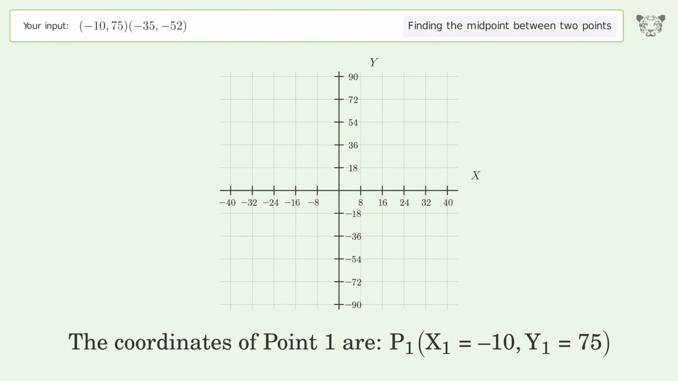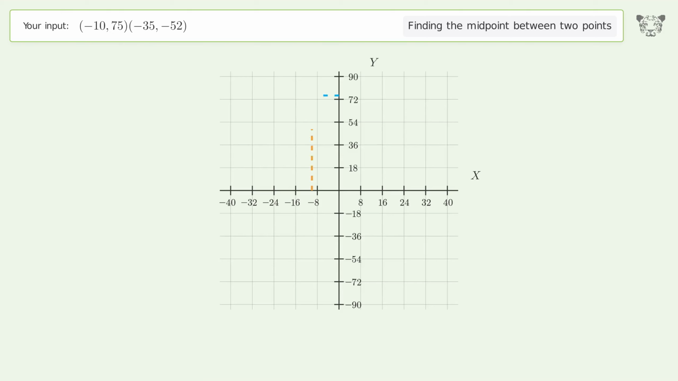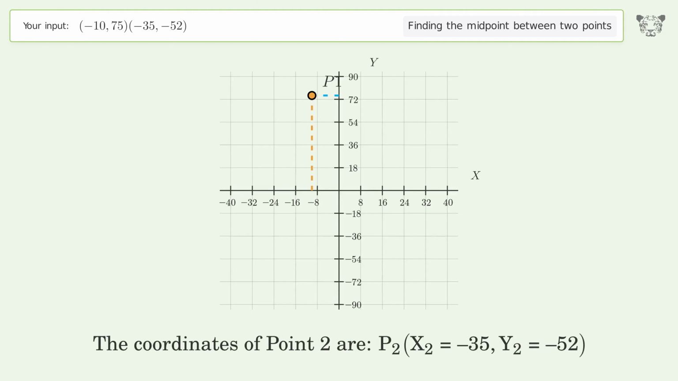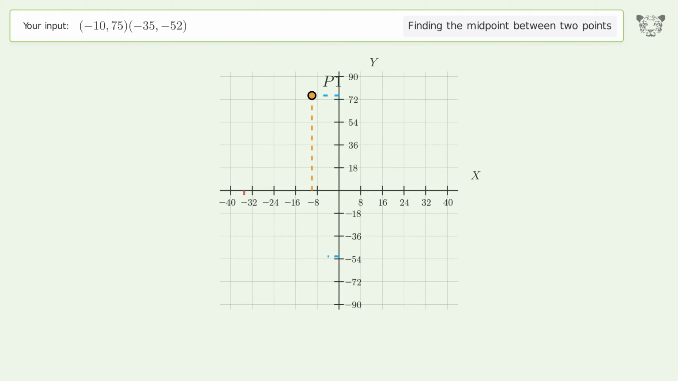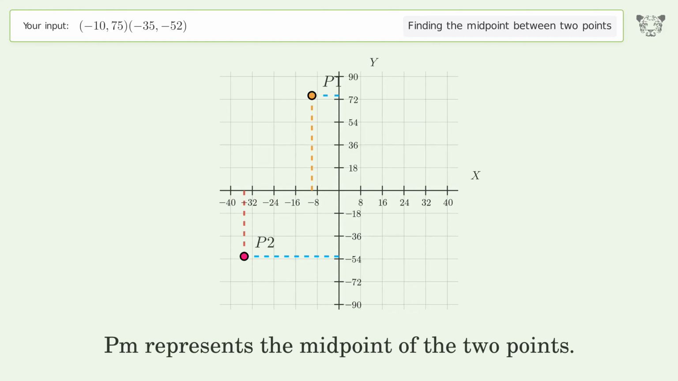The coordinates of point 1 are, x1 equals negative 10, y1 equals 75. The coordinates of point 2 are, x2 equals negative 35, y2 equals negative 52. PM represents the midpoint of the 2 points.